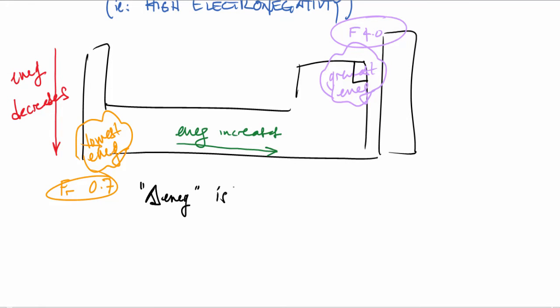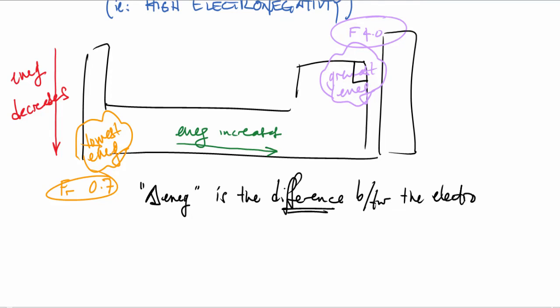So we talk about the difference in electronegativity, or delta E neg, between two atoms in a bond.